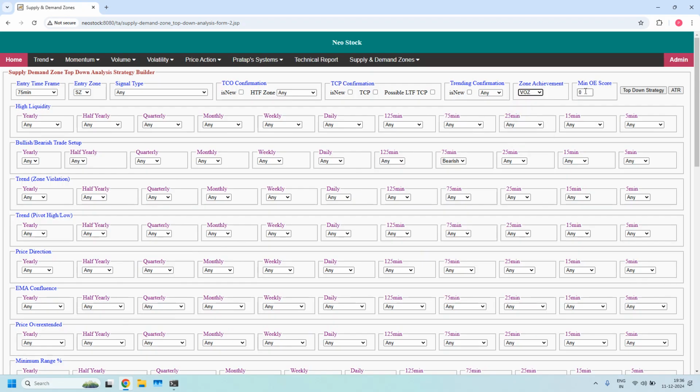Zone achievement violated opposing zone. Minimum odd enhancer score 12. All 3 filters are applied to 75 minute supply zone. Now let's filter the stocks.